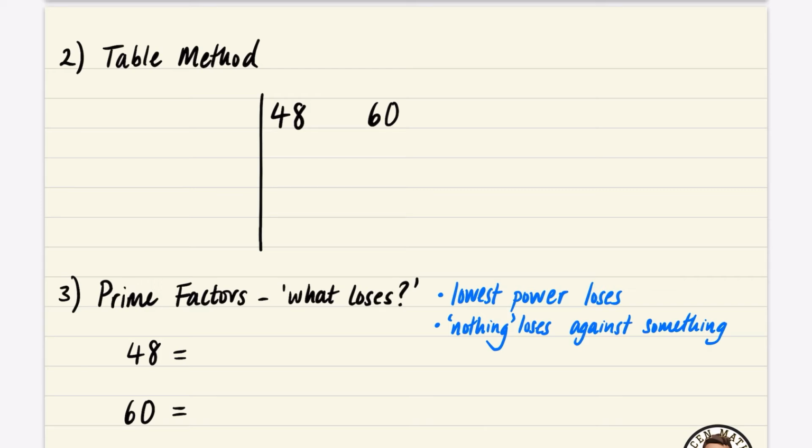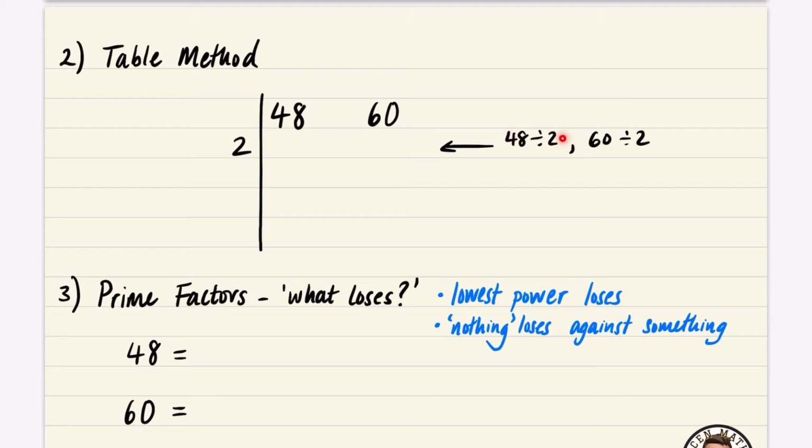You're going to think to yourself, what number can I divide both 48 and 60 by? What times table are they both in? A pretty obvious times table that they're both in is the 2 times table. So in this line here, I'm going to be doing 48 divided by 2, and I'm going to be doing 60 divided by 2.